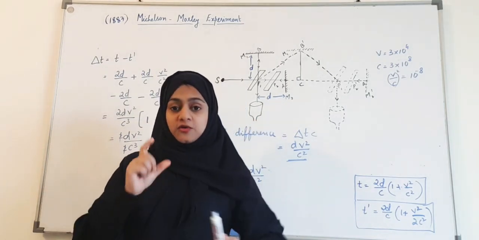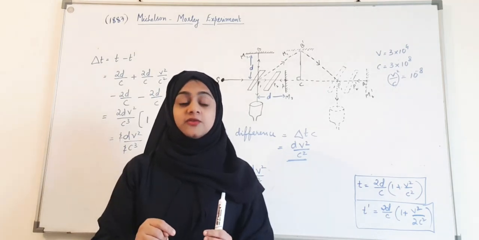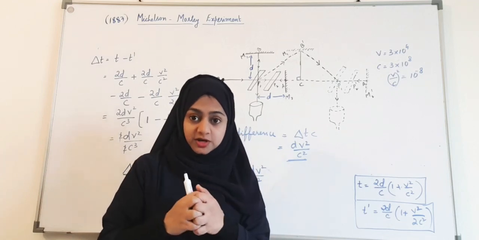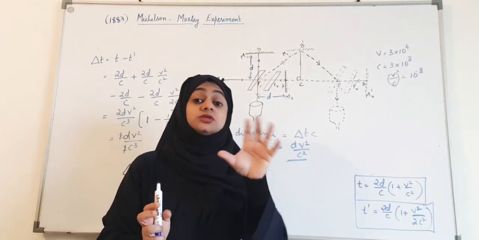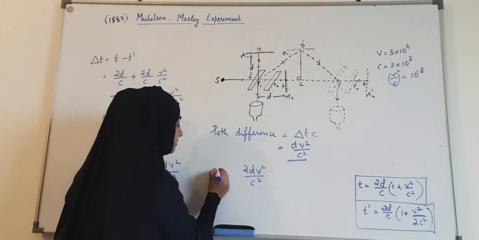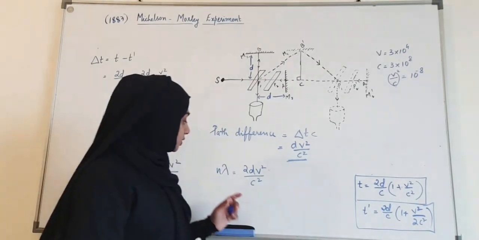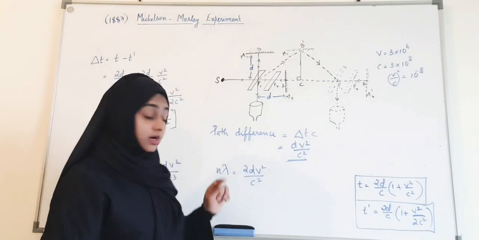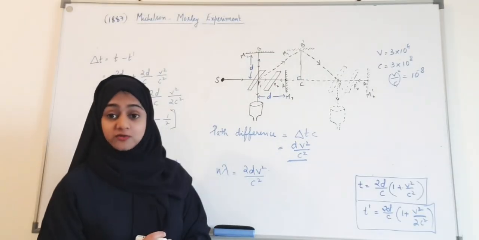Now, if there is a wave having wavelength lambda, and the path difference between the two waves that interfere gives a fringe shift of n, if n fringes get shifted, then the path difference required is n lambda. So you can put the path difference as equal to n lambda, which we got as 2d v square by c square, where n is the number of fringes that get shifted and lambda is the wavelength.